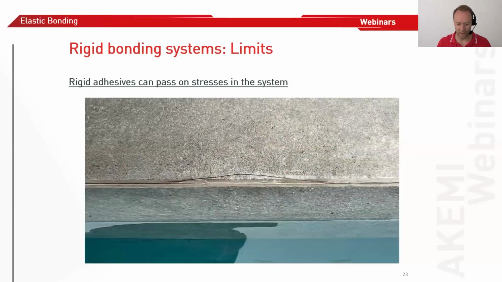Another example here, you can see it on the top. The glue is here holding the pieces together, but the ceramic wants to move. It cannot move, and then you have this stress on the bonding system. And here you have to have in mind, maybe there could be another solution to realize these installations, and I will come to that later on. Good. This was rigid systems, advantages and limits.